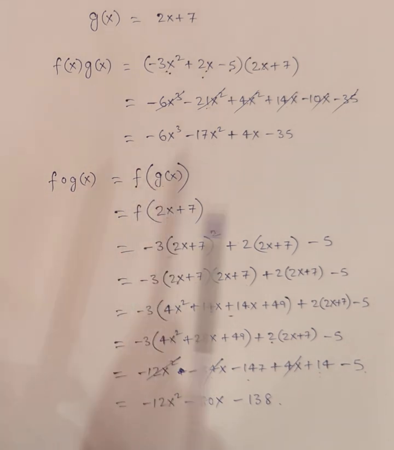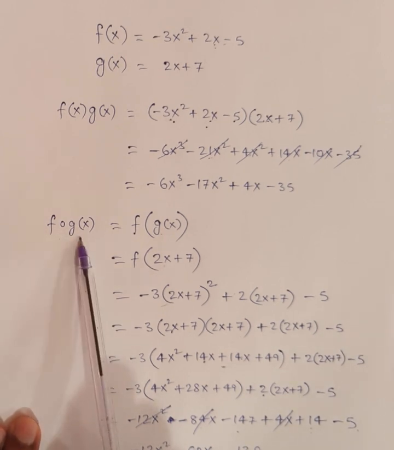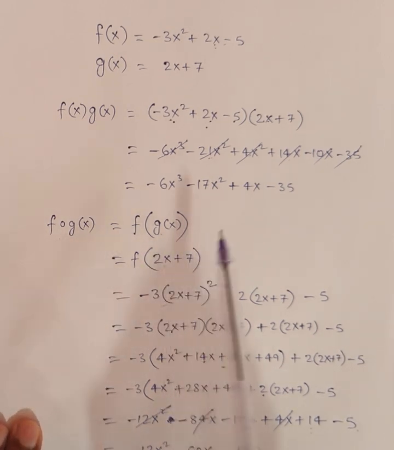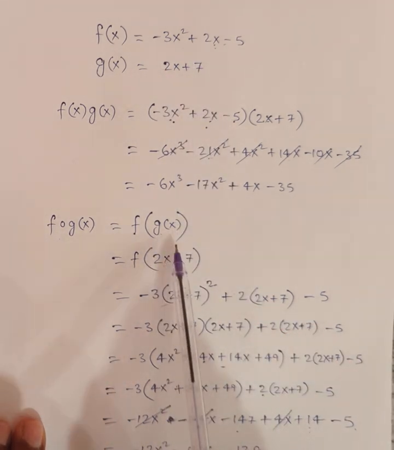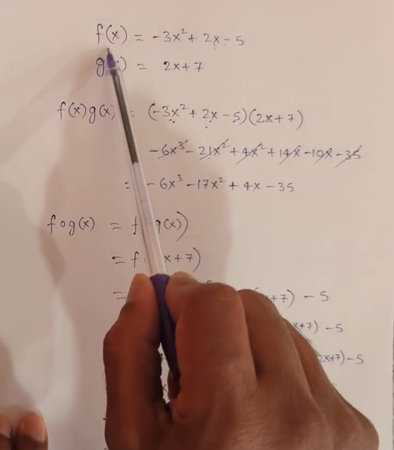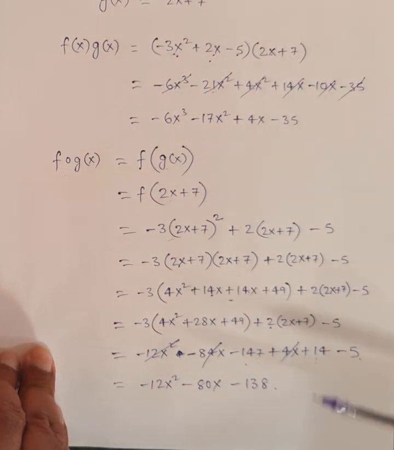So really what you're doing is, if you're asked to compose f with g, you're putting g inside of f. So you're writing g of x first, and then that's what you're feeding into f. And then you work out the algebra and simplify.